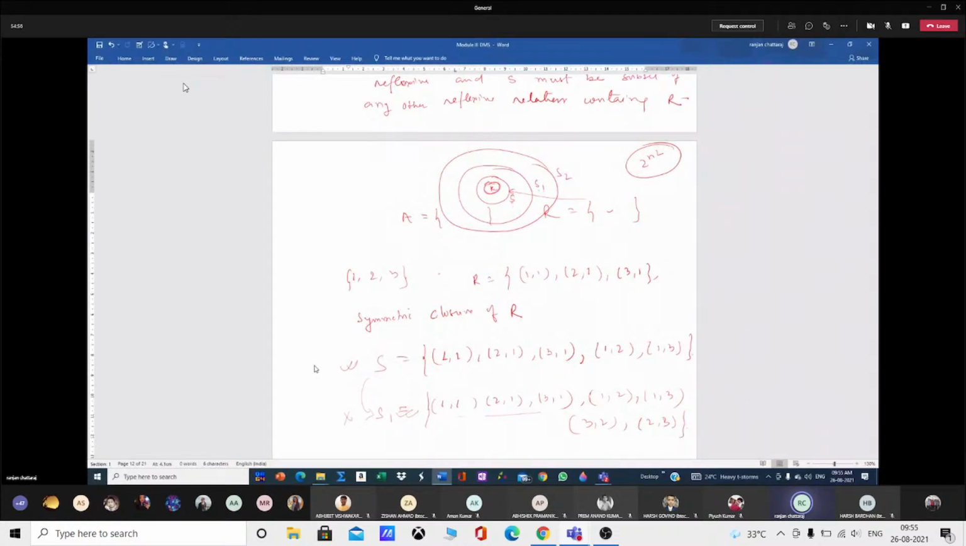That means we have to consider the smallest set such that the property P holds here. Property P means symmetric, and this also contains R. Important is transitive. So next class we will discuss this one. It is not easy to find the transitive closure, and we have algorithms that are applied for this transitivity.